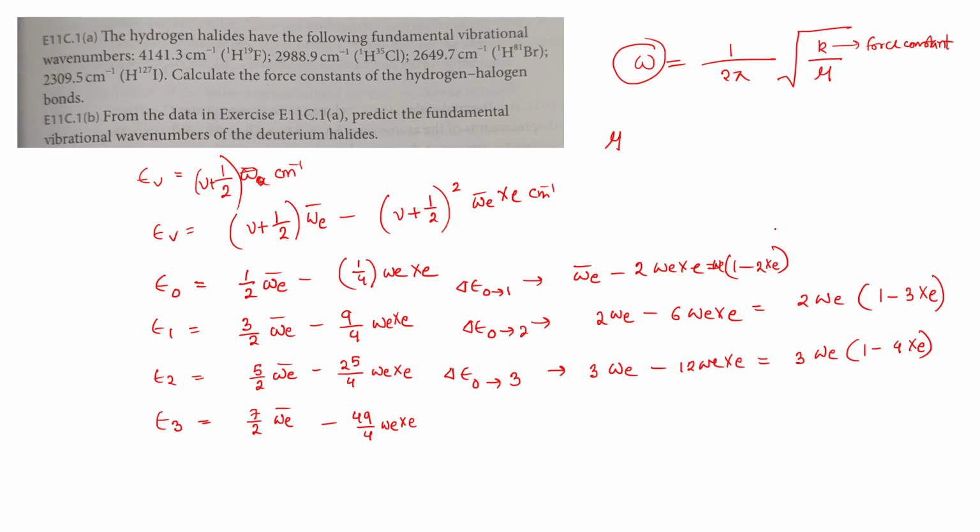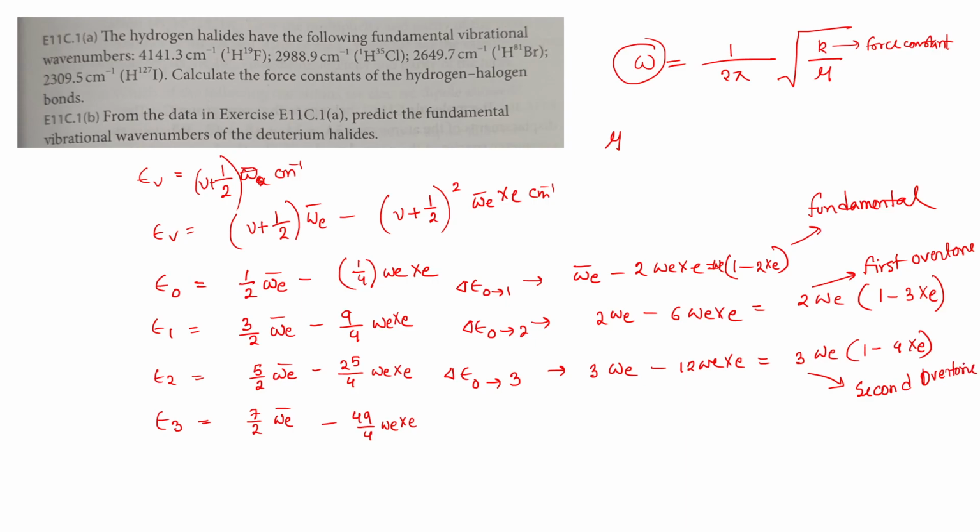Actually, this 0 to 1 is known as your fundamental vibrational transition. This is known as the first overtone, which will be weaker than this fundamental signal. Even weaker will be the 0 to 3, which is known as the second overtone.